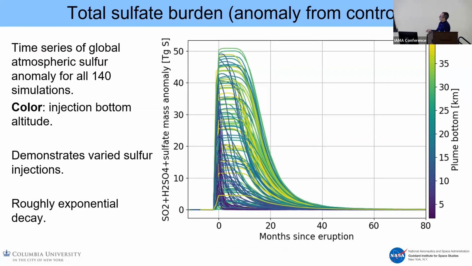And what you can see here is that there is variability. This is the months after the eruption. And so essentially after 4 or 5 years, everything is gone. But what you can see here is that there are some dark lines, which are the injections that happen inside the troposphere that practically go away very quickly. And then all the bright colors are the injections that happen high in the stratosphere, which survive for much longer.